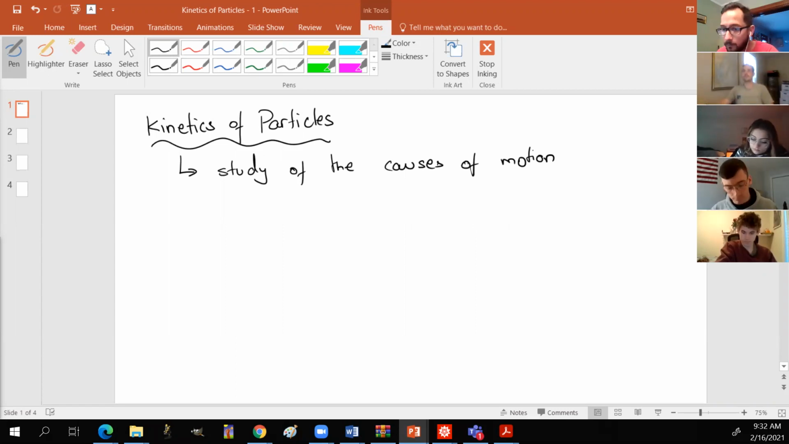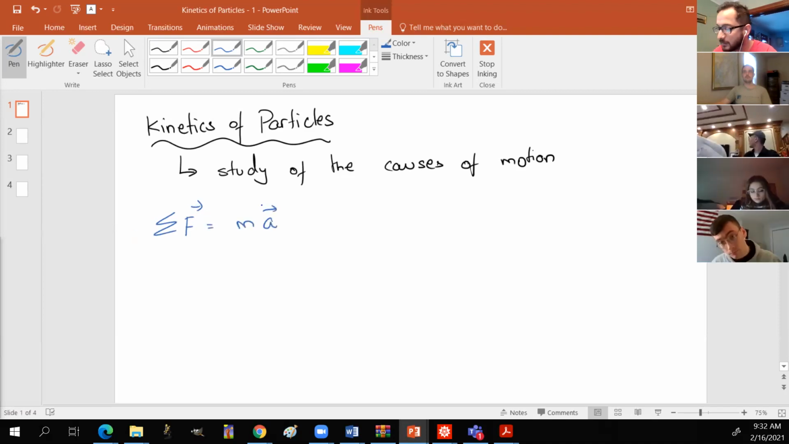All right. Study of the causes of motion, and then we have our famous equation that the sum of all forces on a body is going to equal the mass times the resulting acceleration of the body, right? And what law is this? It's Newton's second law.